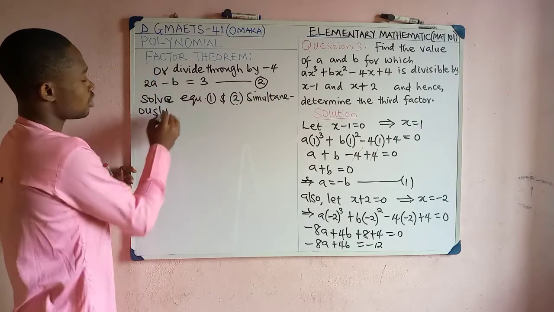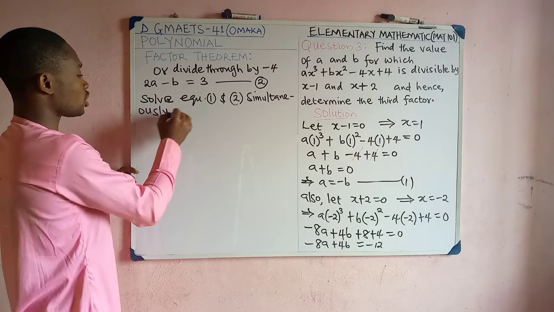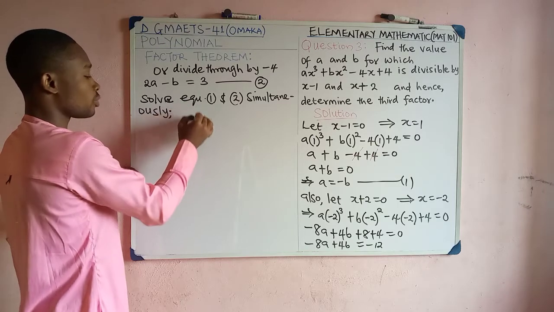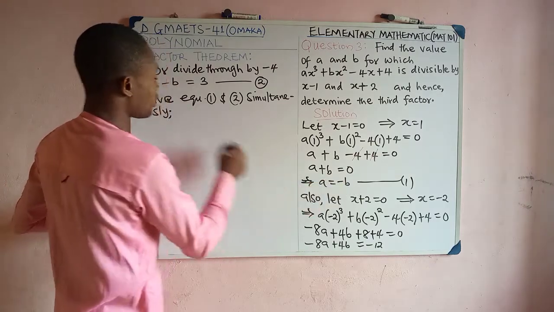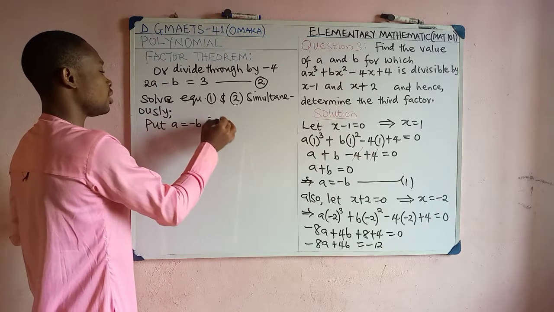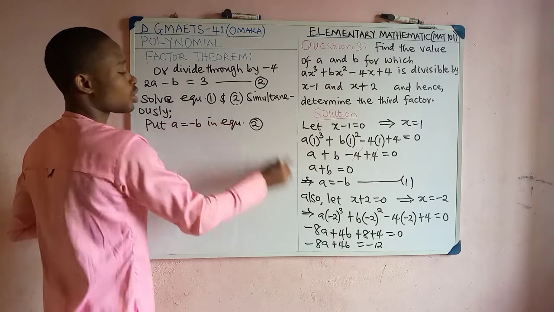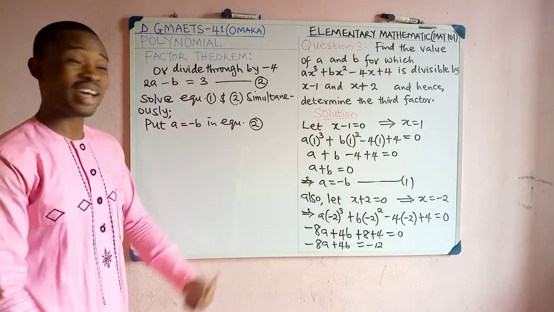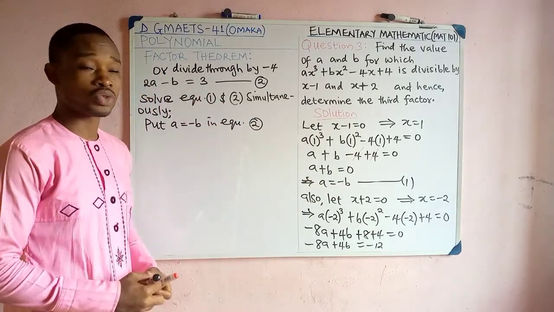If we do that, what are we going to get from equation 1? From equation 1, we know that a is equal to minus b. So I would put a equal to minus b in equation 2, since we got that from equation 1. Are you getting? You now need to substitute that value in equation 2.